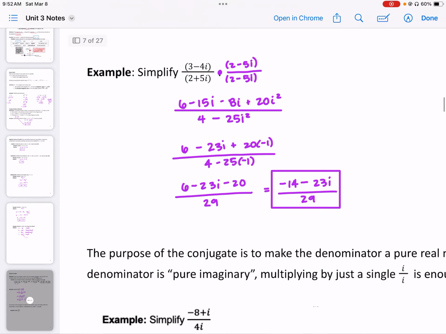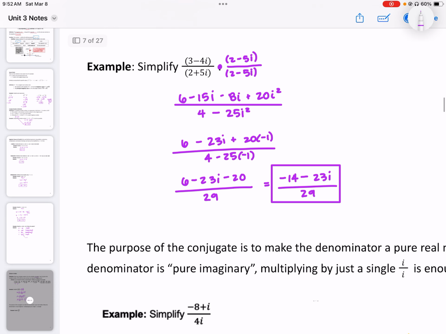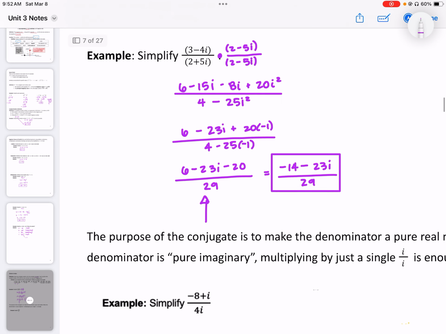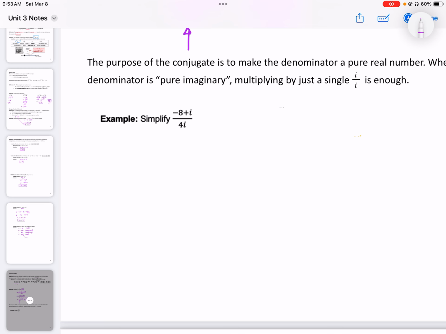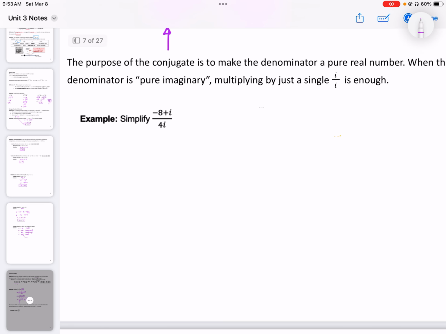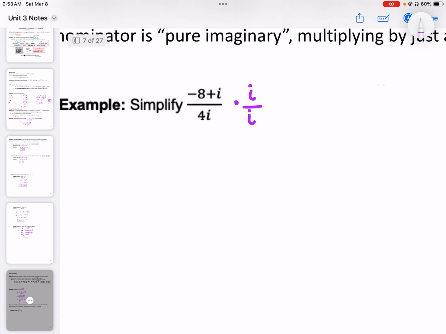Notice that, like I said, multiplying by that conjugate removes the complexity from the denominator, which is what we saw right here. It ends up just being a real number, which is really what we wanted. So the purpose of the conjugate is to make the denominator a real number. Sometimes it's just enough to multiply it by I over I because that creates I squared. So let's go ahead and do that.